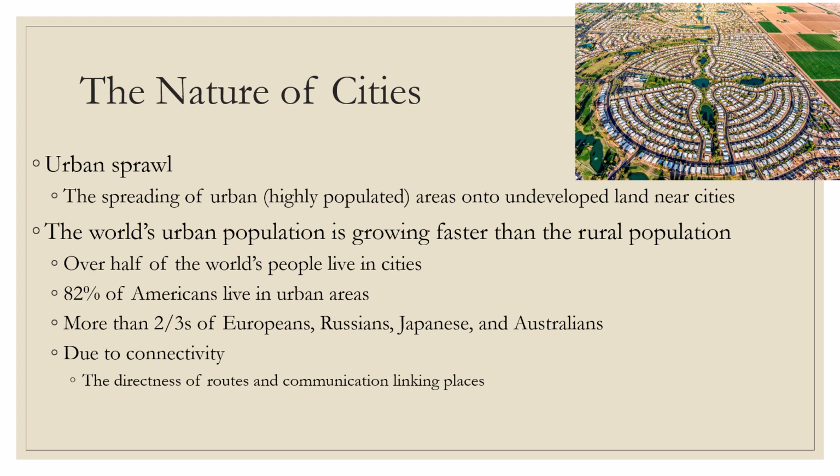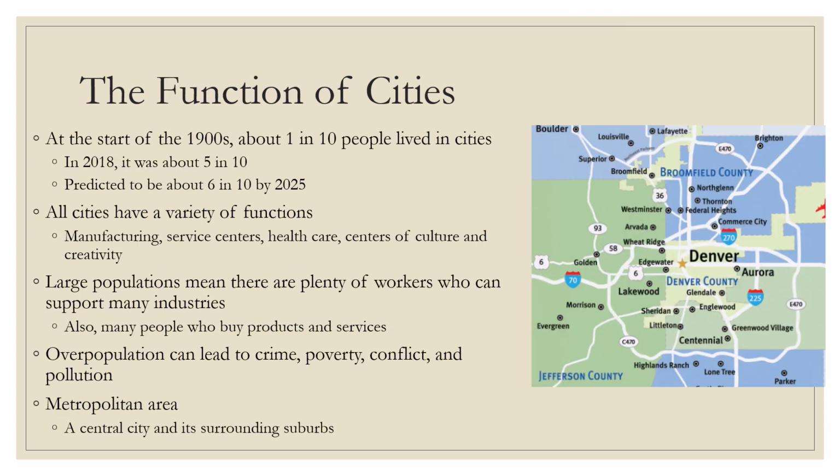So people move to cities because you have availability of things. You have jobs, you have stores, you have all these things at your disposal that are within a, let's say, 10-minute walk. Versus living in a rural area, you don't have that. So if we look at the 1900s, only 1 in 10 people actually lived in cities. That number increased to 5 in 10 by 2018, and allegedly now it is 6 in 10.